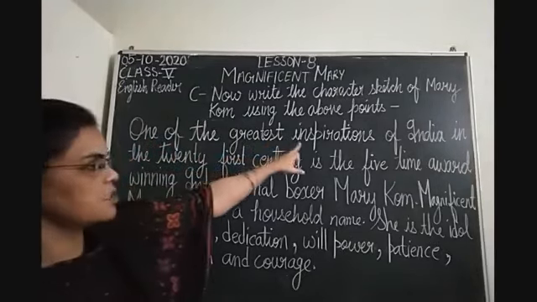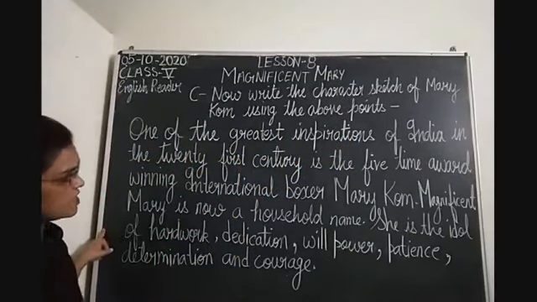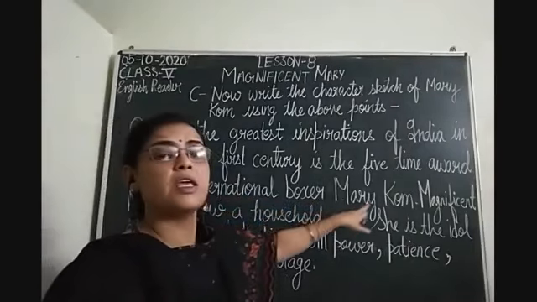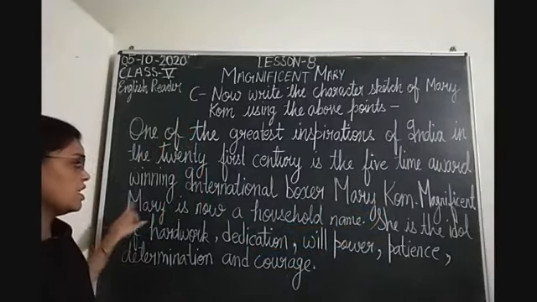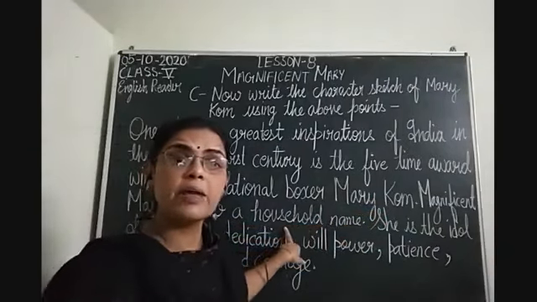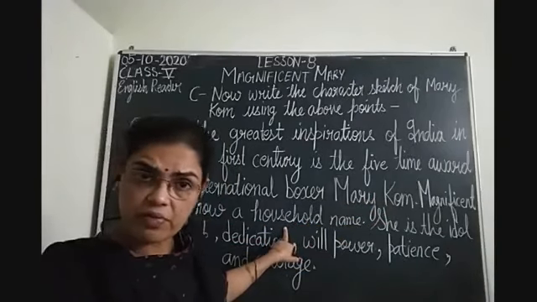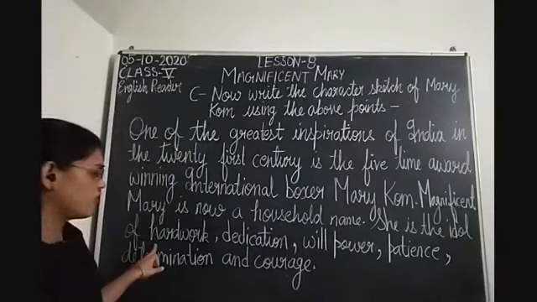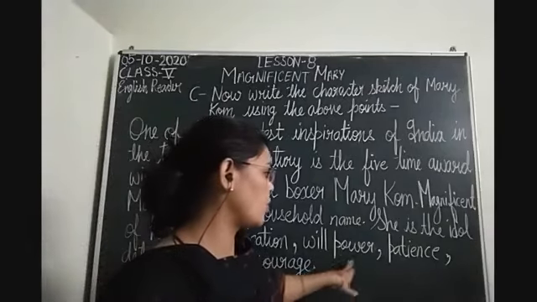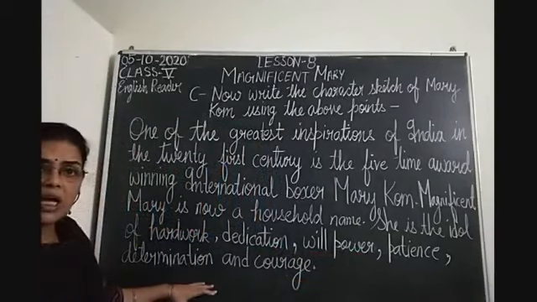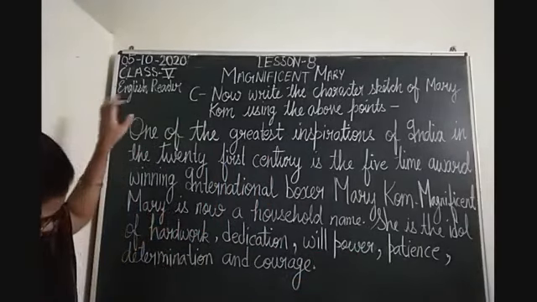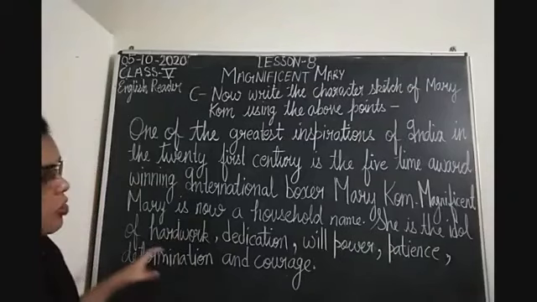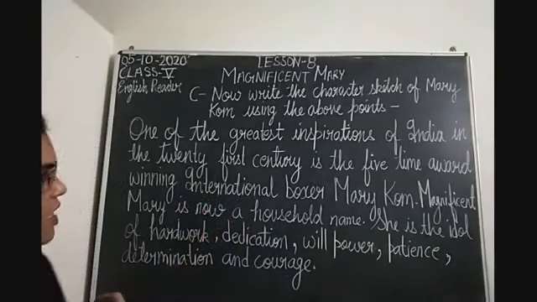One of the greatest inspirations of India in the 21st century is the 5-time award winning international boxer Mary Kom. Magnificent Mary is now a household name. Household name, students, every house of our country knows her name. She is so popular. She is the idol of hard work, dedication, willpower, patience, determination, and courage. I'm sure all of you must have written this. If you haven't, please write fast. I'll give you some time to write, and then I'm going to erase and continue the character sketch ahead.